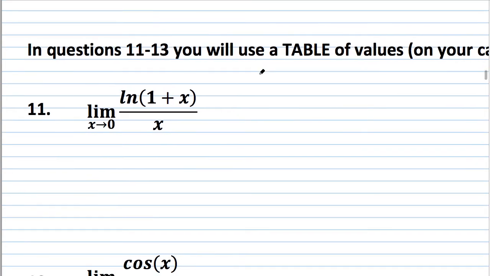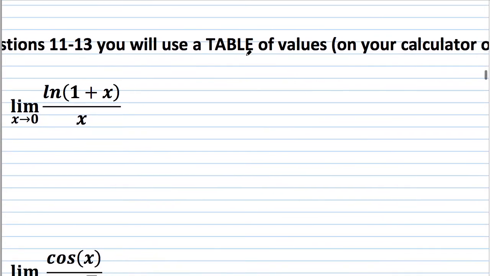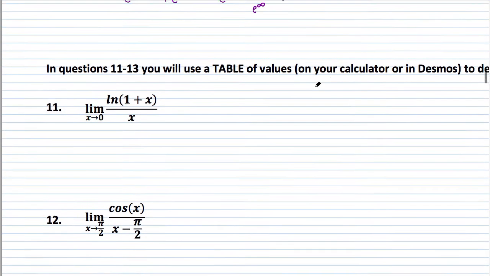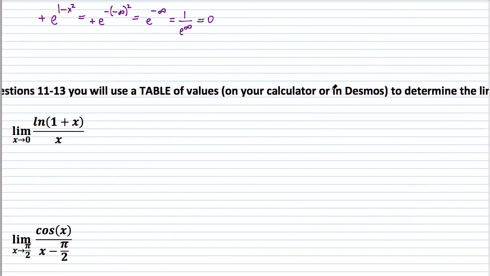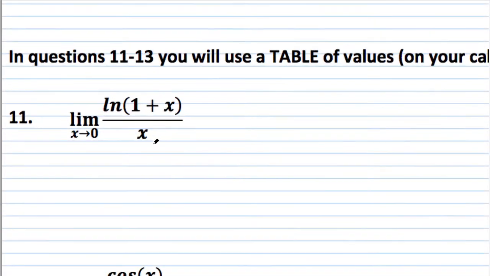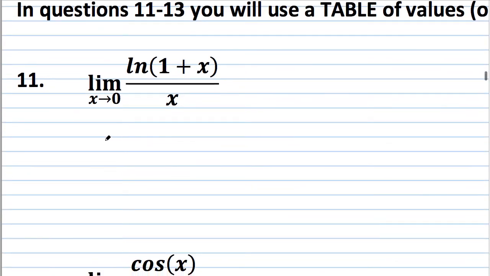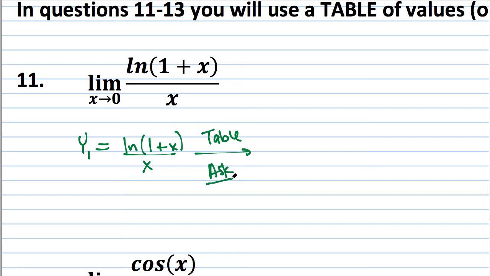Okay. For questions 11 through 13, we're going to be using a table of values. You can use either your calculator or the Desmos app online to determine the limits as described here. In my calculator, I'm going to write in y1 equals ln of (1 plus x) over x. Then I'm going to go into my table and make sure that I am in ask mode.